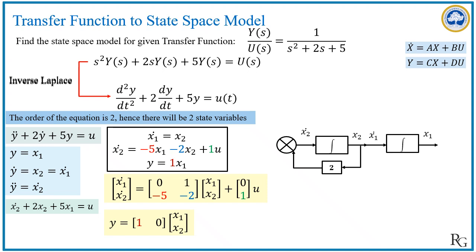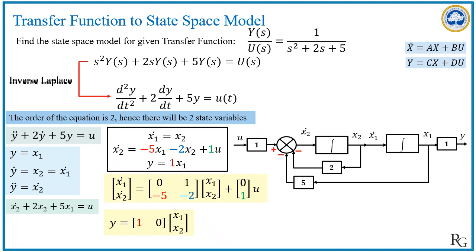So this x2 is multiplied by 2 and given back to the summing block with a negative sign, and then x1 is multiplied by 5 and given back to the summing point with a negative sign. Input u will be multiplied by 1 and given to the summing point, and output y will be equal to 1 multiplied by x1, that is our output. Likewise, we can represent this particular transfer function as a block diagram, and we have also estimated the state space model for this example.